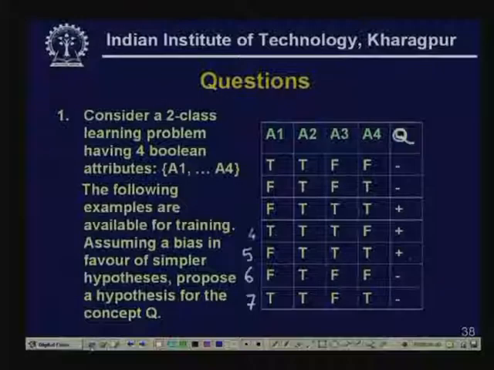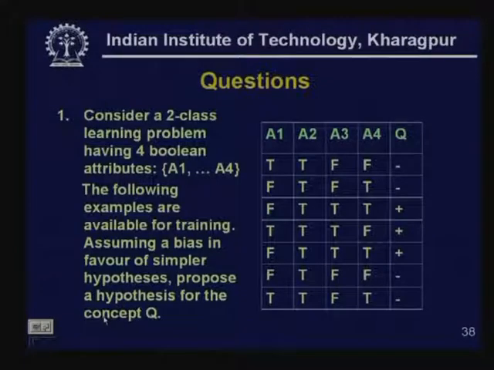So, given these examples, you try to find a simple hypothesis for Q, and you can also try to find several hypotheses which are consistent with these training examples and find the simplest of them. You use your own measure of simplicity.